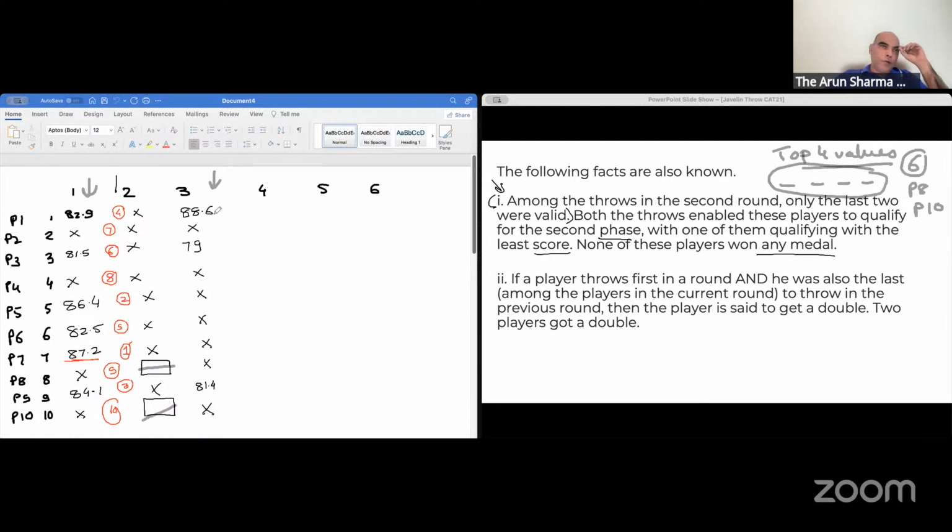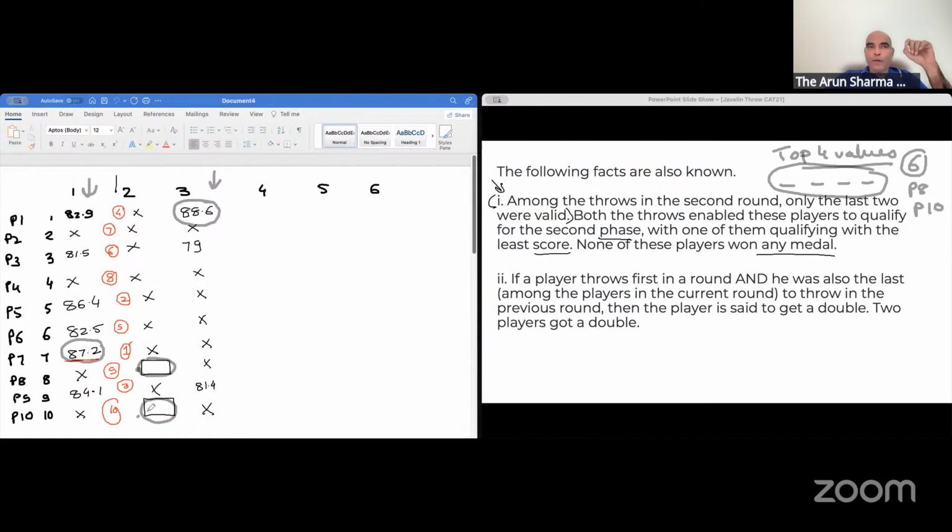So if I look at that, I can make out that this has to be a qualifier. This has to be a qualifier. One problem is I'm not told what these people threw. I just know that they threw something that made them qualify. So both these throws were qualifying scores. That much I know. So this is a qualifying score and this is also a qualifying score.